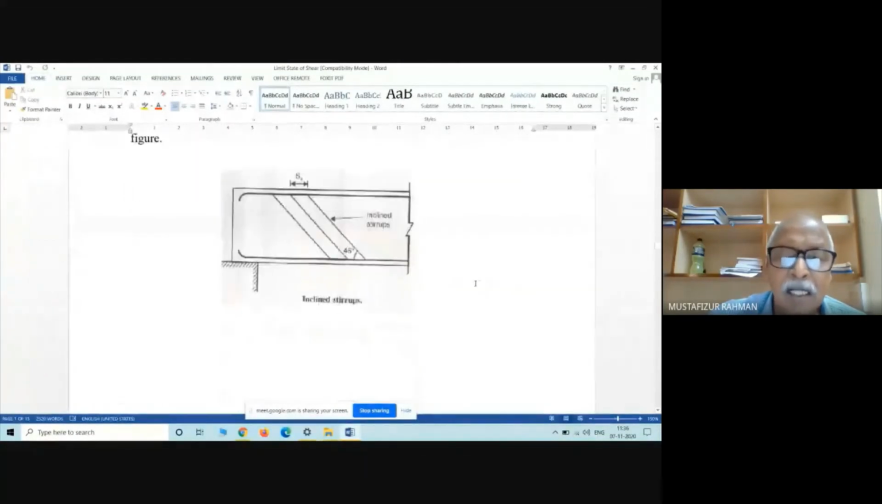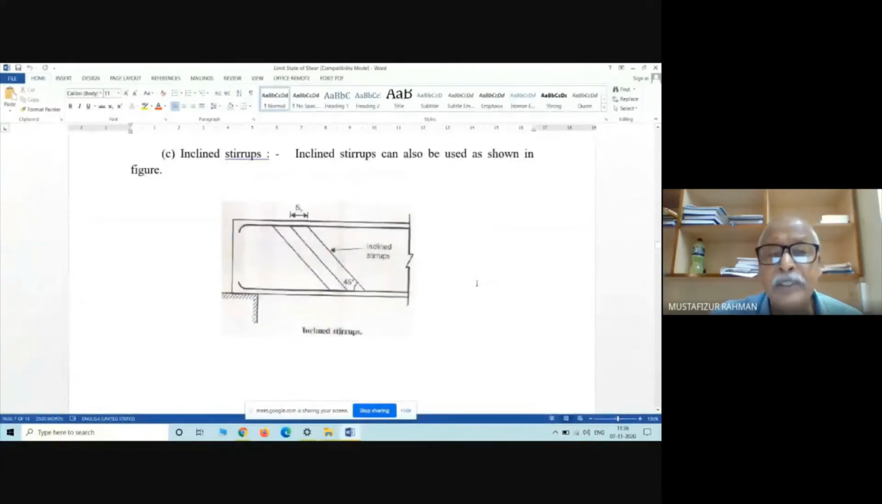But use of inclined stirrup is not easier. Why not easier? Because it is inclined. To keep it in position is not easier. Okay. So there are three types of arrangement to resist the shear.